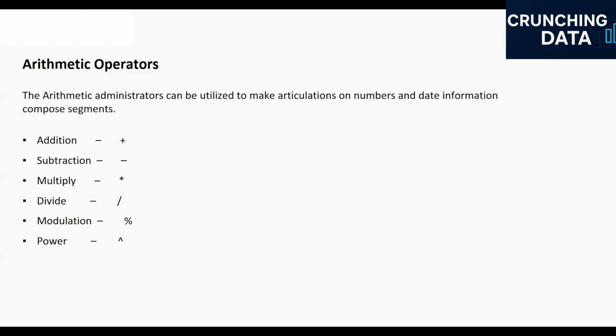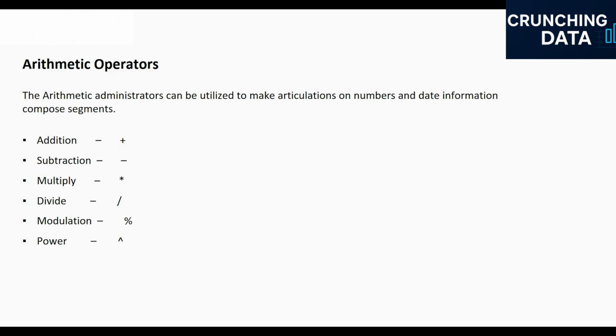Now let's talk about some of the basic arithmetic operators. The first one is addition. Use the plus sign to add two or more numbers together. For example, you can calculate the total revenue by adding up the individual sales figures. So it is the basic addition that we used to do.